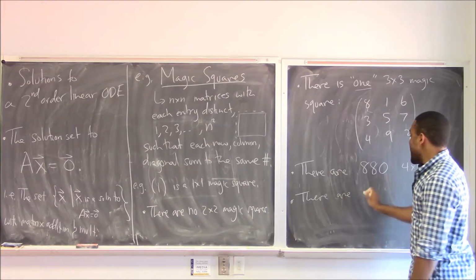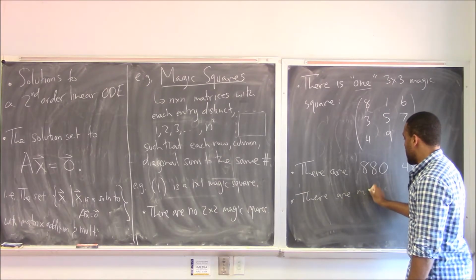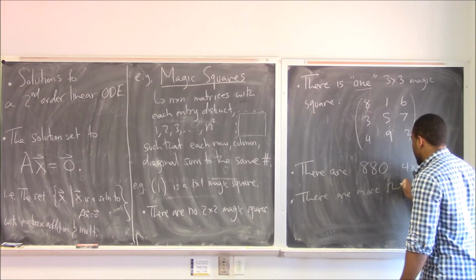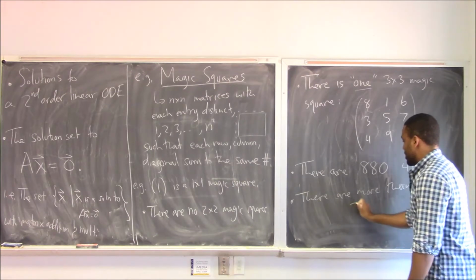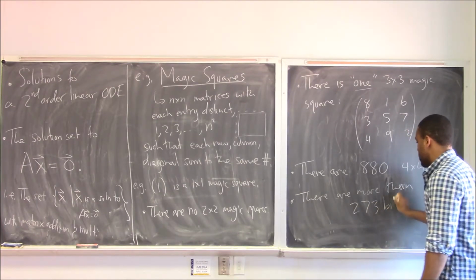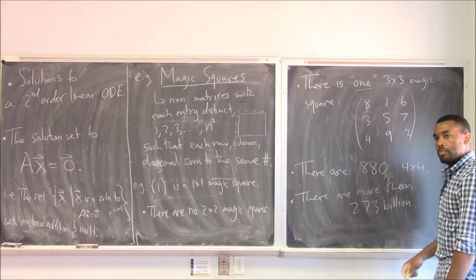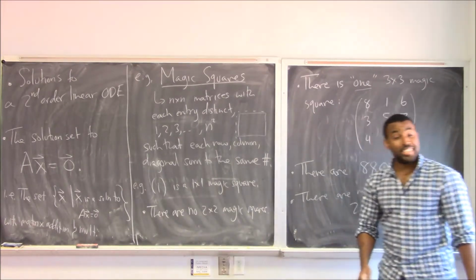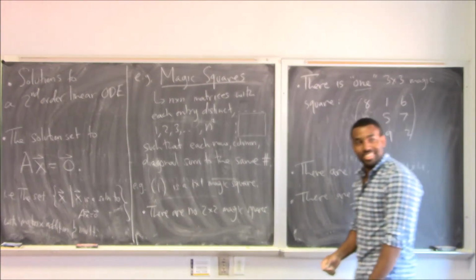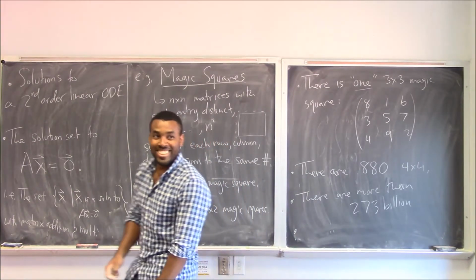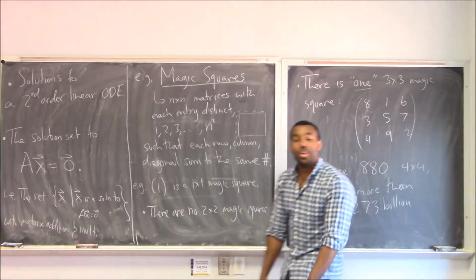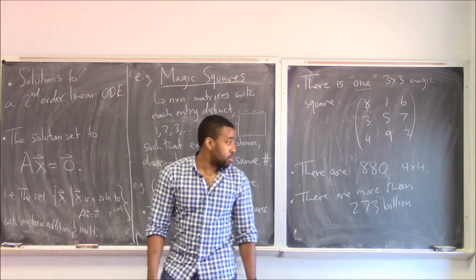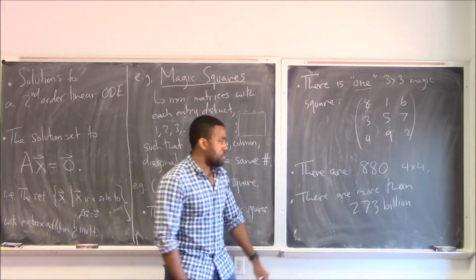You might as well. I don't remember the exact number. I wrote it down. There are more than 273 billion of them. You know how many 6 by 6 magic squares there are? 0. No one knows. That is an open problem. We only know how many magic squares there are up to 5 by 5s.